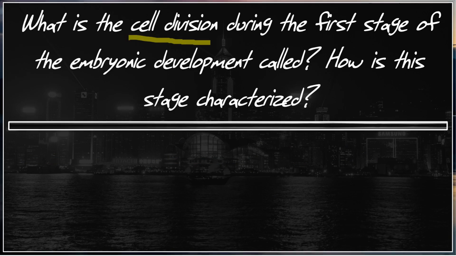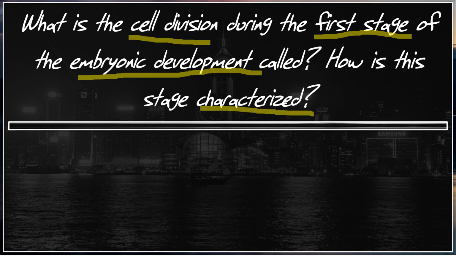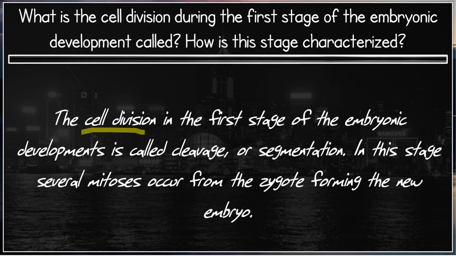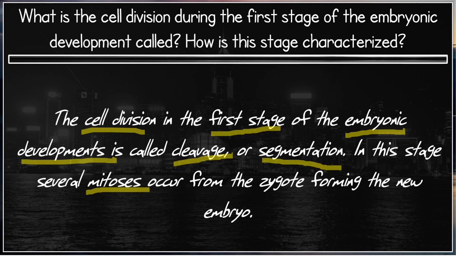What is the cell division during the first stage of the embryonic development? How is this stage characterized? The cellular division in the first stage of the embryonic development is called cleavage or segmentation. In this stage, several mitoses occur from the zygote, forming the new embryo.